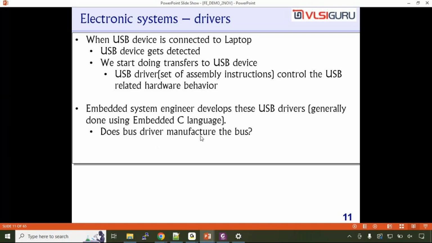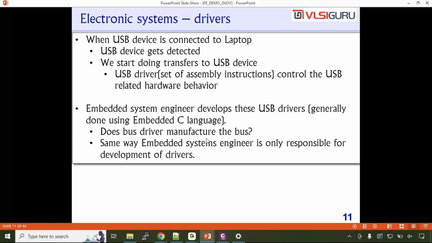Does the bus driver manufacture the bus? No, right? Same way, embedded system engineer is only responsible for development of the drivers. As I said, the bus driver doesn't manufacture the bus, he only controls the bus. Same way, embedded system engineer is only responsible for developing the drivers which work on the hardware.